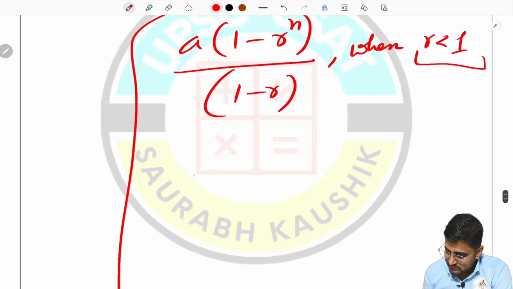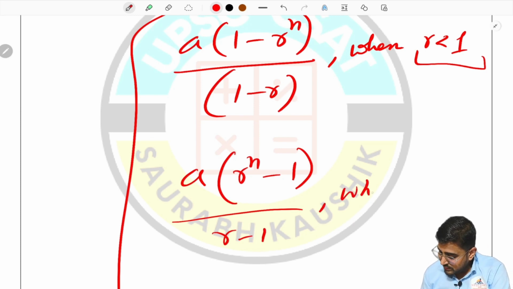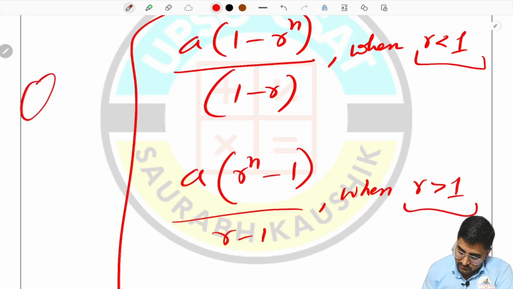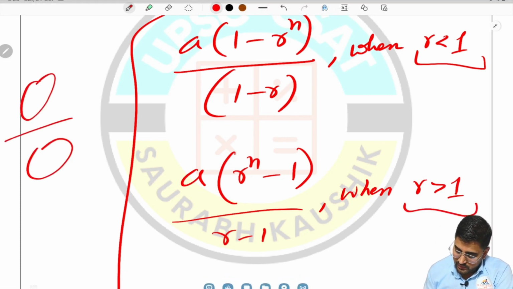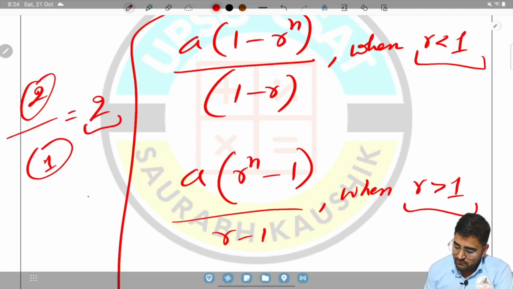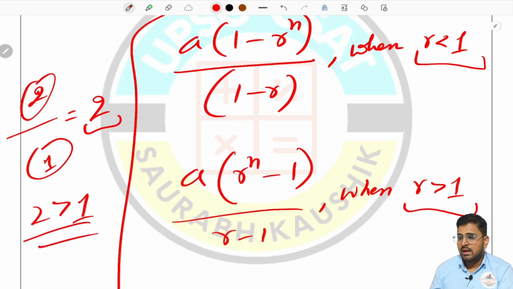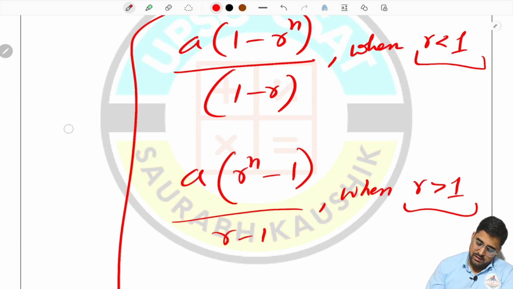In the next one, just do the opposite: a times r to the power n minus 1, divided by r minus 1. Now why is it there? In this case, r becomes the higher. For example, if it becomes 2, then 2 minus 1 is 1, and in totality the ratio is 2 only. And 2 is always greater than 1. That is the thing you have to take care of.